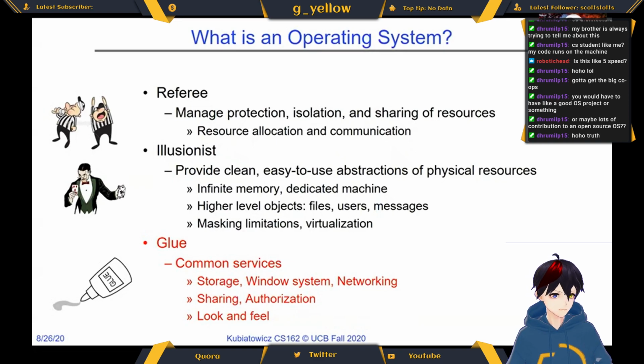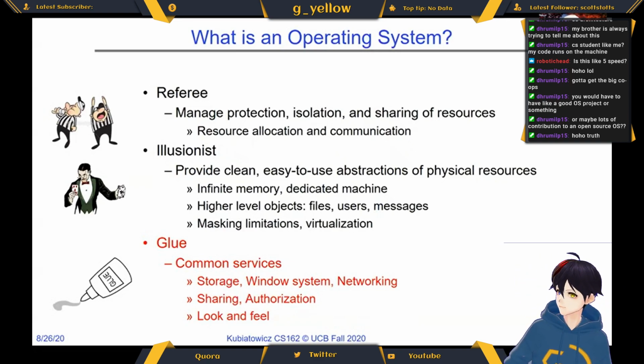Okay, and so these common services are typically linked in with libraries, and those libraries are things that you come to depend on when you write a program. So really, if you look at an operating system's functionality, referee, glue, all of these things are part of what an operating system might be considered doing.